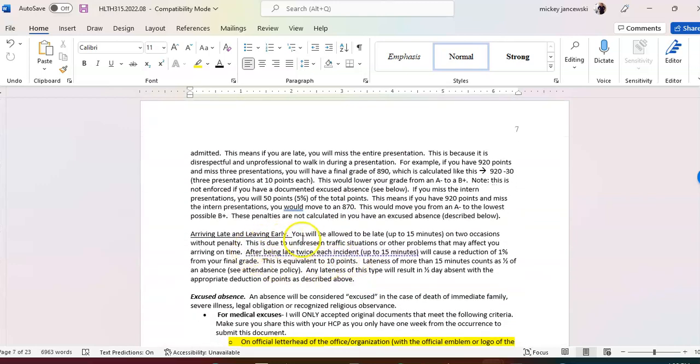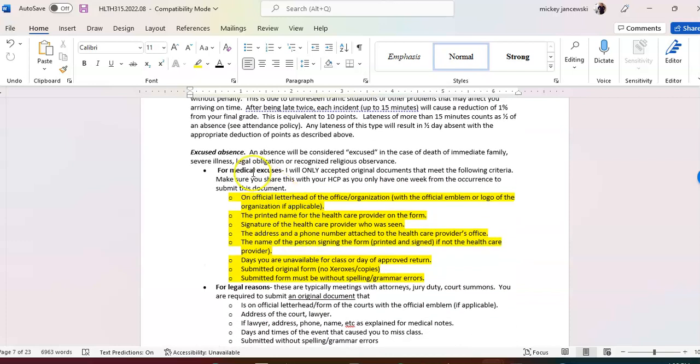Lateness and early leaving policy, that's here. Here are the excused absences that are allowed. One is for medical excuses, and I've highlighted the things that I require on a medical documented note. If you don't have these things, I will not accept it. And the reason why I put this in place is because the number of forged medical notes has increased dramatically in the last couple years. If you don't have something like this, you can work with the Office of Student Affairs and see what they will take from you for an actual medical excuse.